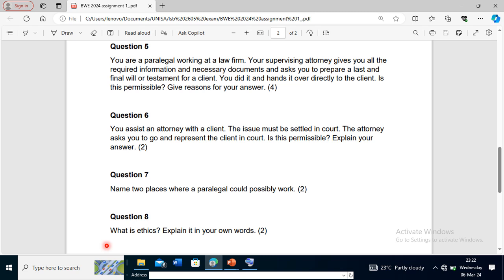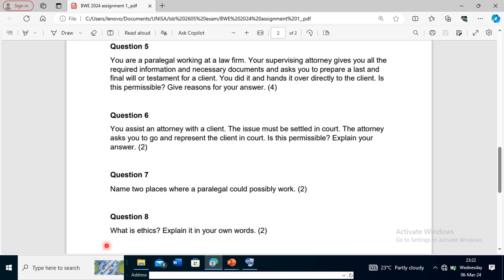question 5, I would say the answer is no, because paralegals work under supervision. There's no way that an attorney can give a paralegal this kind of power. The attorney is the one who oversees everything and hands over the final draft to the client. Before he hands the final draft to the client, the attorney has to foresee everything and check for mistakes. So for this one, guys, go to page 15 in your study guide.